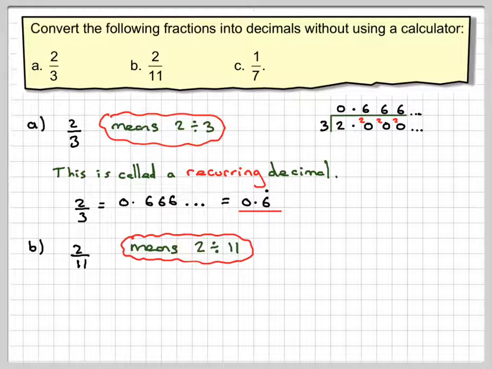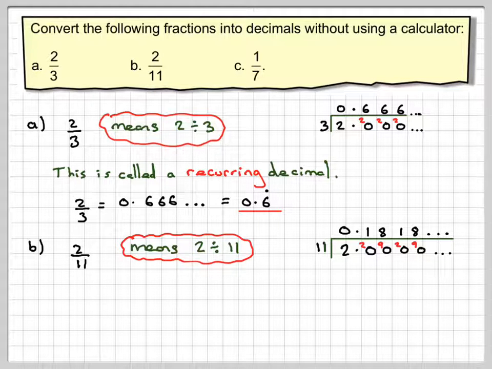It means 2 divided by 11. So we do 11's into 2, doesn't go. Remainder 20. 11's into 20 goes 1 time only, a remainder 9. 11 into 90 goes 8. That's 88, and it's going to be a remainder 2. So we got back to 1 again, and that's just going to carry on in that pattern 1, 8, 1, 8, 1, 8 forevermore. Again, this is a recurring decimal, so 2/11 is equal to 0.1818.